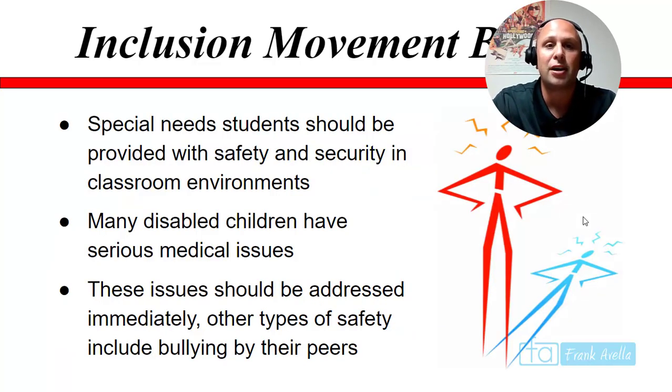Special needs students should be provided with safety and security in classroom environments. Most disabled children have serious medical issues. These issues should be addressed immediately. Other types of safety include protection from bullying by their peers. I hate bullying. You have to keep an eye out for that. If you're an educator, principal, whatever you are, don't let that happen. Not on your watch. So again, providing safety is always the goal. These special needs students are going to go into the general education classrooms, but safety first here, and emotional safety and things like that.